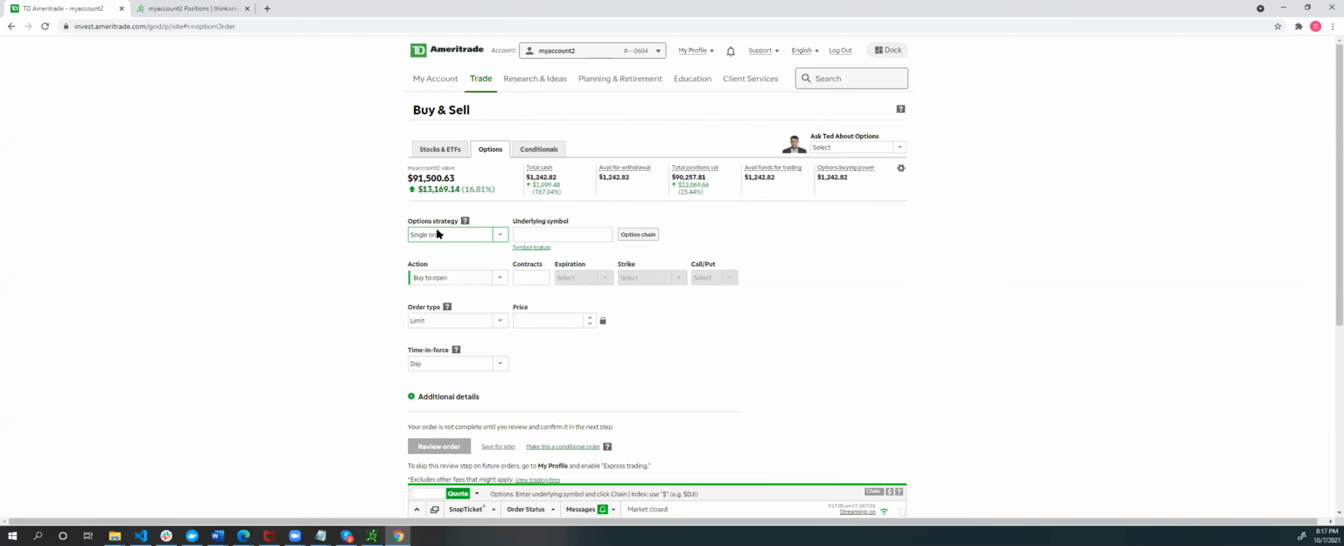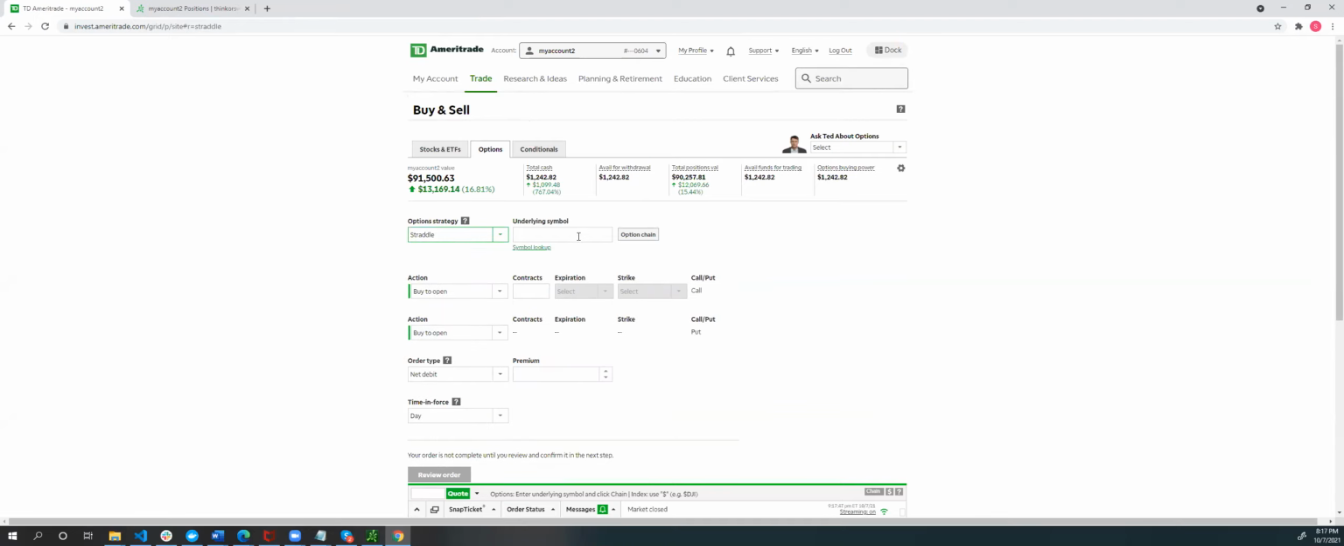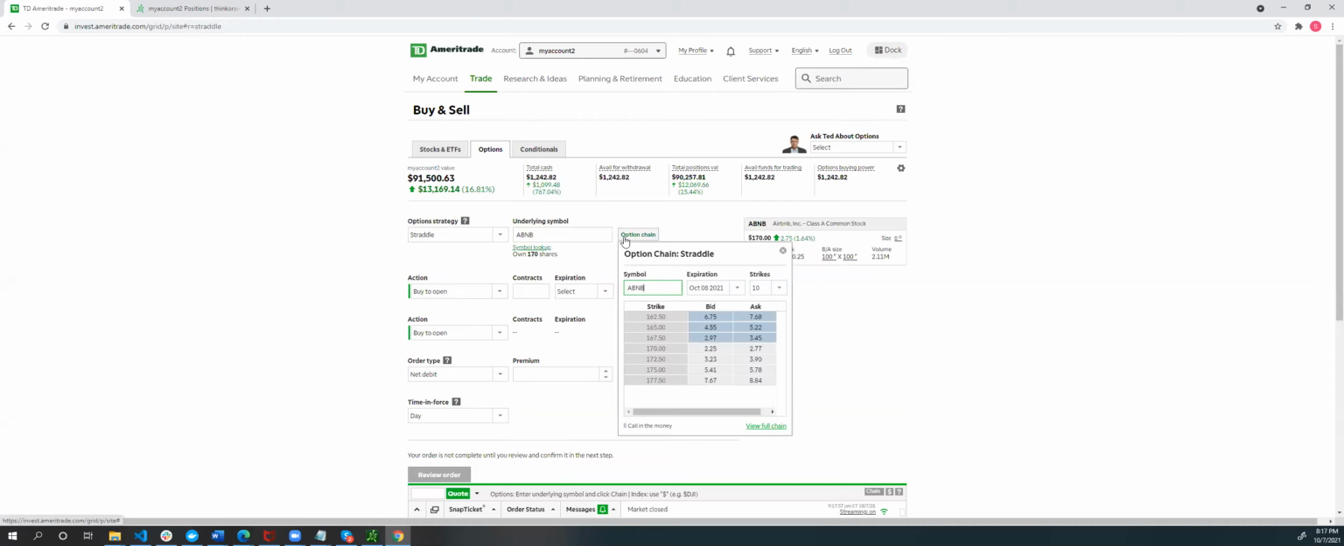Okay, so a couple of other things I quickly want to show you, and a lot of discussion around straddles and strangles. You can actually execute them right here. You can put an option chain, whichever you want to do. So you can actually directly trade the advanced strategies here.